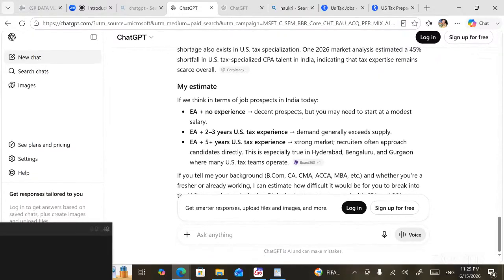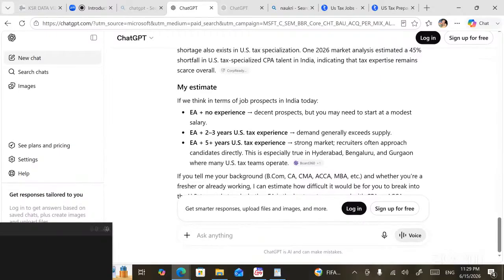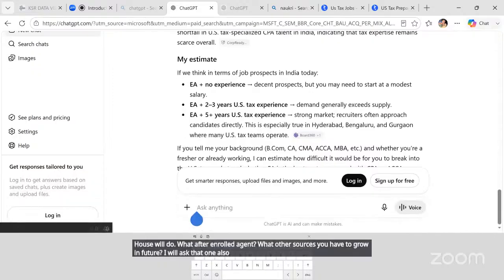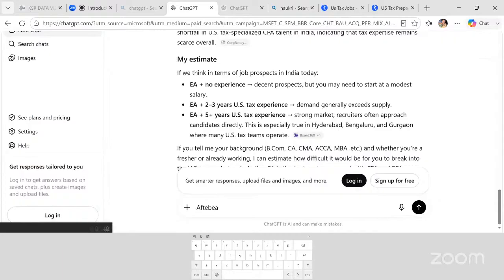You can see this thing. Okay. Any more questions? Or else what will we do after enrolled agent? What other sources do you have to grow in future? I will ask that one also. For future. Spelling may be wrong, but the system will take it. No need to be worried. Okay.